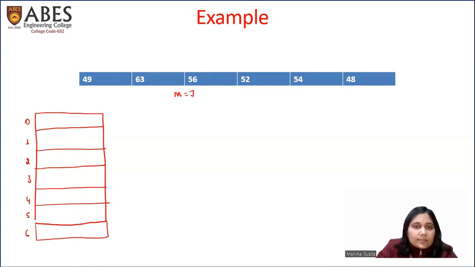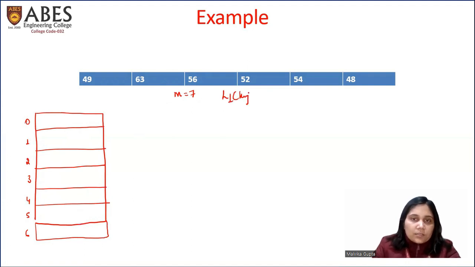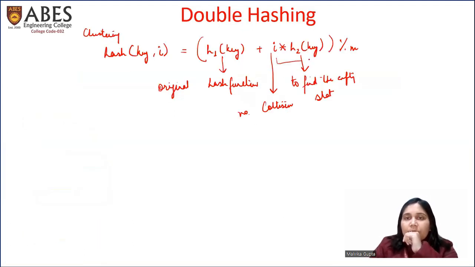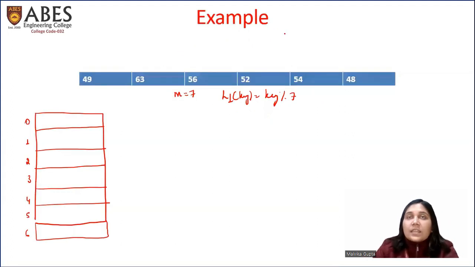So my m is 7, and the original hash function is H1(key) = key mod 7. It is already given. Always remember, the second portion will be used only when I have found a collision while storing the value. If there is no collision, then i is 0, so I can put my value directly, and this entire portion becomes 0, so there is no use of it. But if a collision occurs, then this function comes into the picture: the H2(key) hash function.